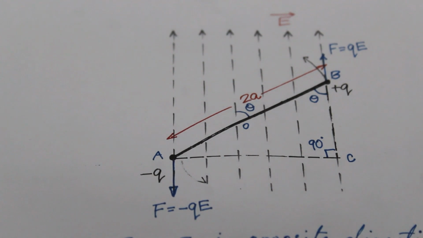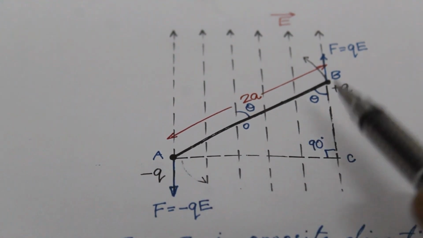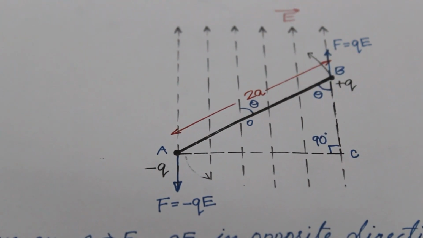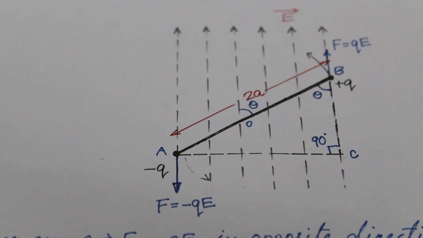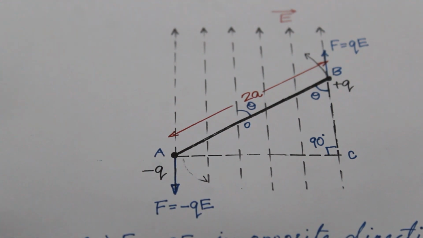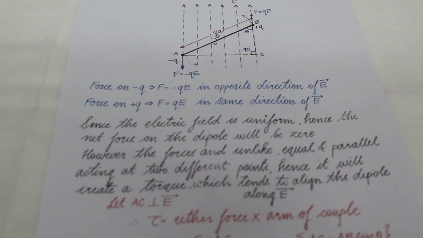The prime purpose of the torque is to align this dipole along the direction of external electric field. So these two forces will cause a torque, and it will try to align the electric dipole along the direction of external electric field. Now how to find out this torque?